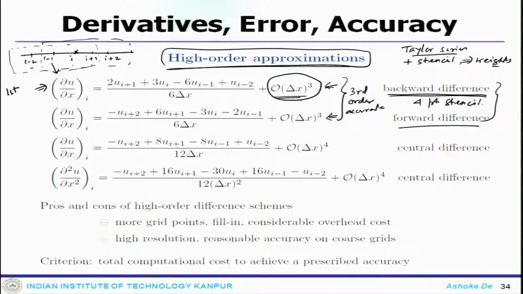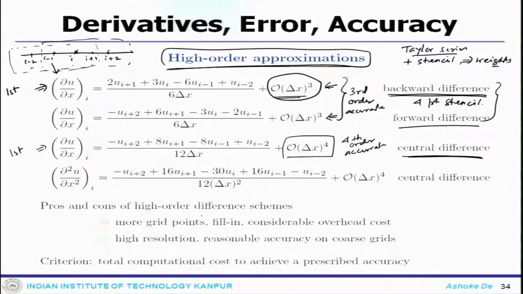Now, same thing if you use these things for the central difference scheme. If you use this for the central difference scheme and still you are trying to find out the first derivative, and the points which are involved. So, I am trying to find out the first derivative at i and this is central. So, I need i+1, I need i+2, I need i-1 and i-2, and if I write down the Taylor series expression and then find out the weights, this becomes fourth order accurate. Okay.